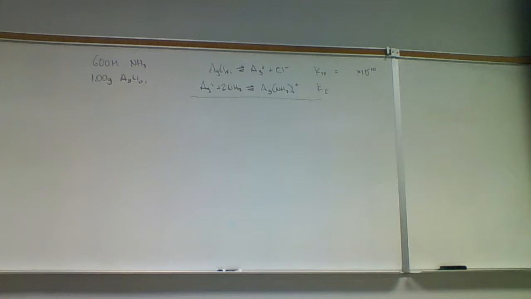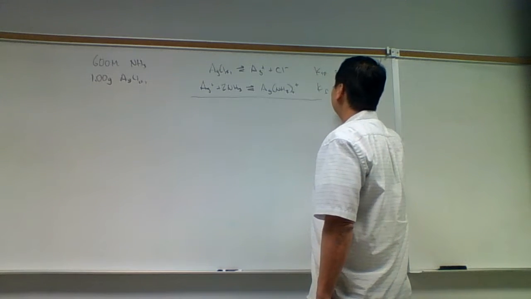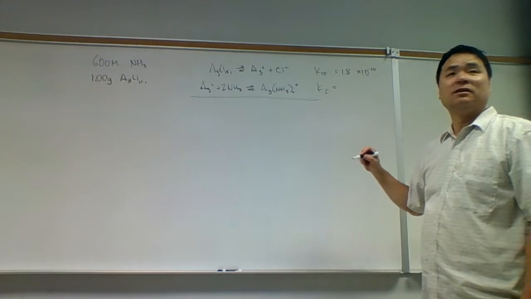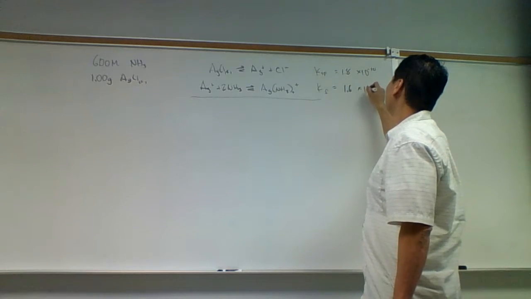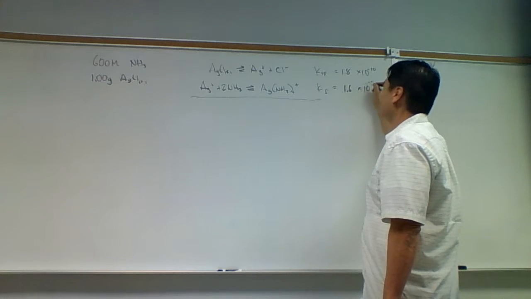Are you going to give us the KSP? Yes, the KSPs will be given on the test, so you don't have to memorize them. I was just saying because it's not on there. It's not on there? Then I have to look it up. Unless somebody has it from their notes? Okay, the KSP is 1.8 times 10 to the negative 10. KF is 1.6 times 10 to the 7? Alright, that's pretty big, to the positive 7.